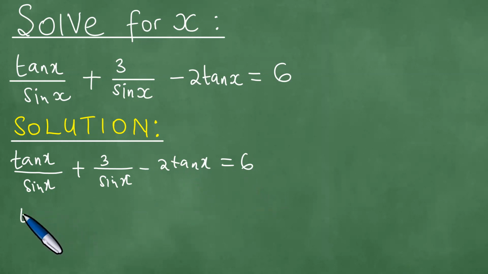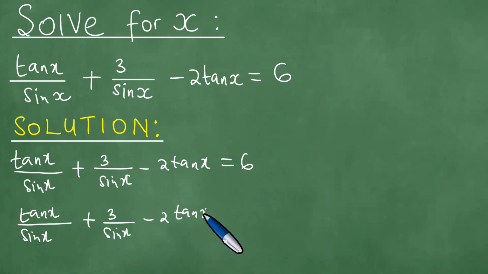The next thing we write down is tan x over sin x plus 3 over sin x minus 2 tan x minus 6 equals 0. What we've done is we've just transposed the 6 from the right-hand side of the equation to the left-hand side, as shown there. Okay, the next thing that we're going to do is as follows.